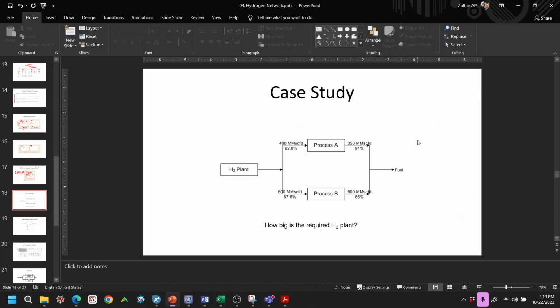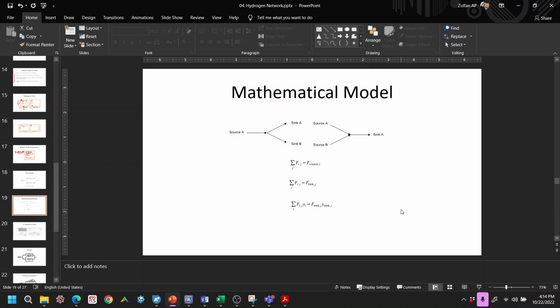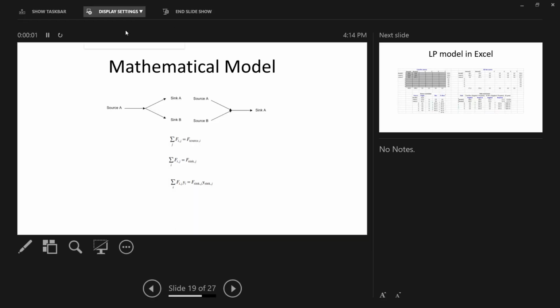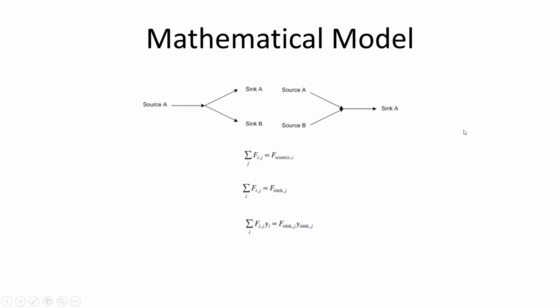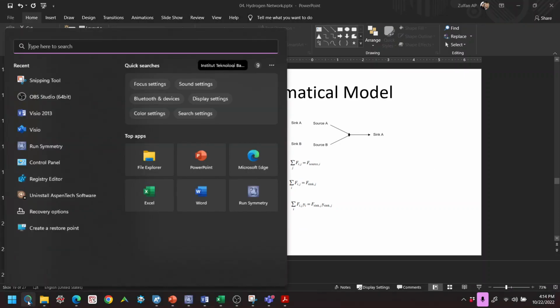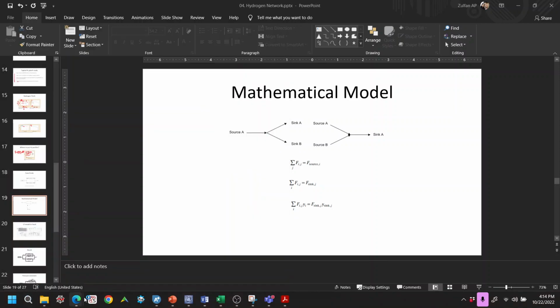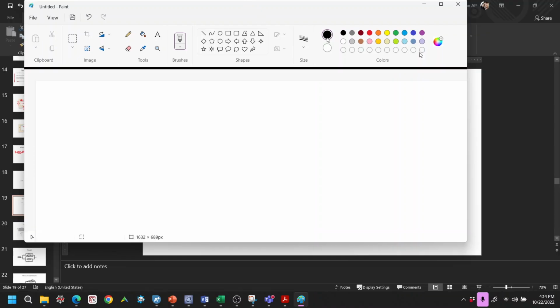To answer that, we will have to develop the linear mathematical model for this. So that linear mathematical model is something like this. Swap delta. Okay. So it's basically, I'll show you in Paint. Oh yeah, I will show you this one first.